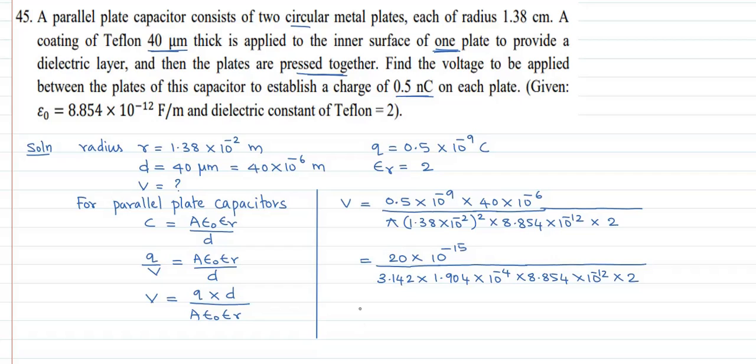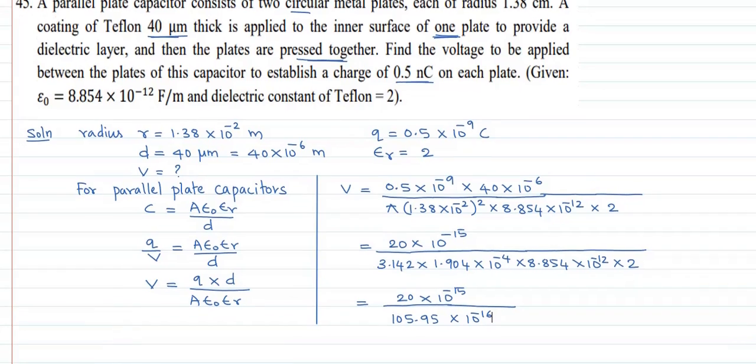Now I will simplify this. So this is equal to 20 into 10 raised to minus 15 divided by... So multiply all the terms in the denominator. If you multiply, you will have 105.95 into 10 raised to minus 16.